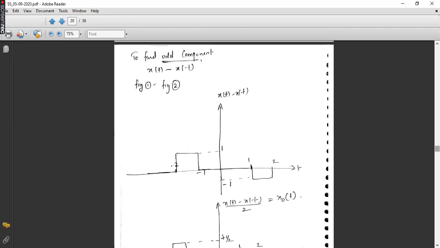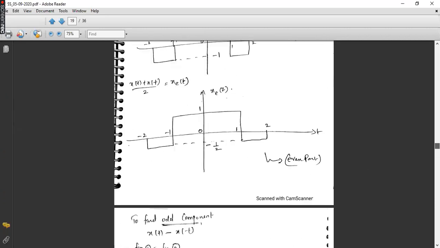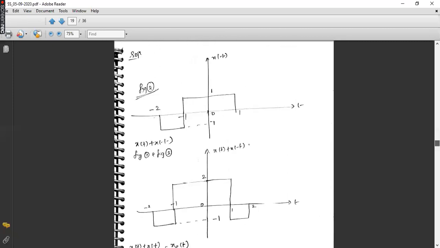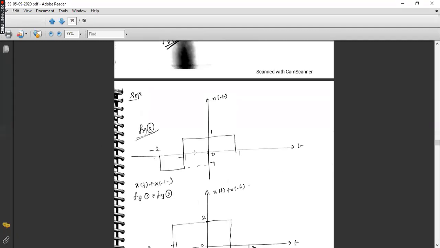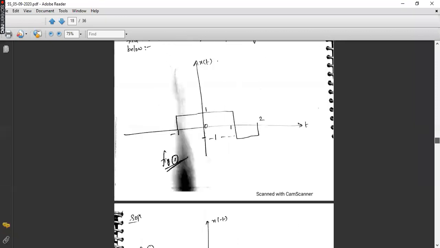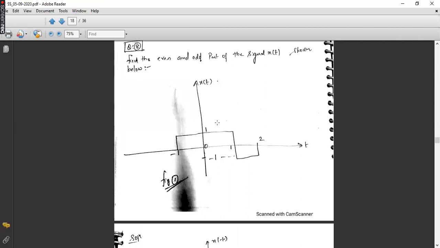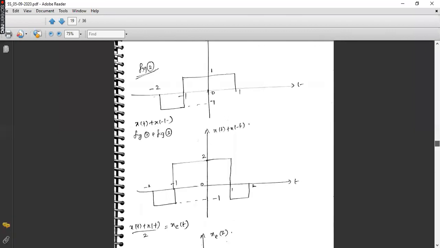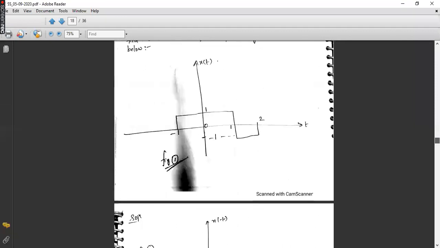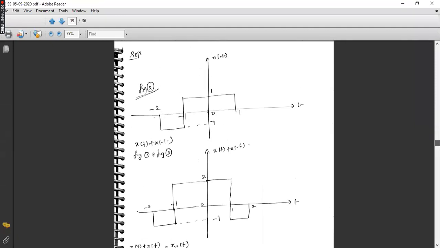Now I will come to the next interval, minus 1 to 0. Here you have 1. Both the signals are at 1. So 1 minus 1 is 0. Again, from 0 to 1, what do you have here? 0 to 1 is 1. For x of minus t as well, 0 to 1 is 1.